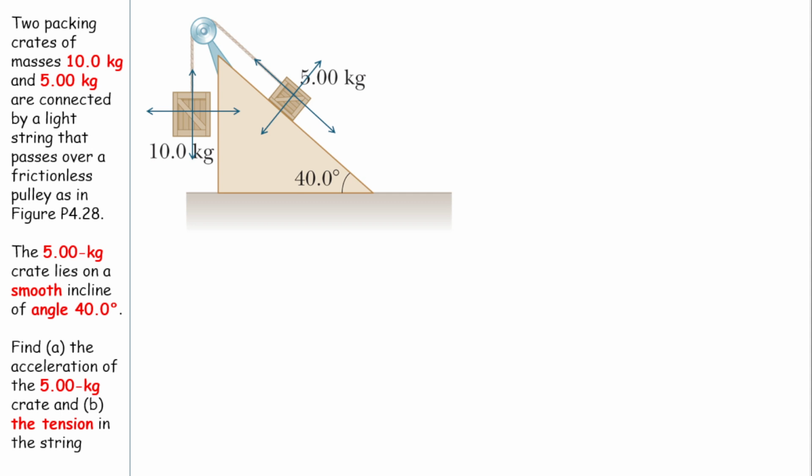Two packing crates of masses 10 kg and 5 kg are connected by a light string that passes over a frictionless pulley as in the figure. The 5 kg crate lies on a smooth incline of angle 40 degrees. Find A, the acceleration of the 5 kg crate, and B, the tension in the string.